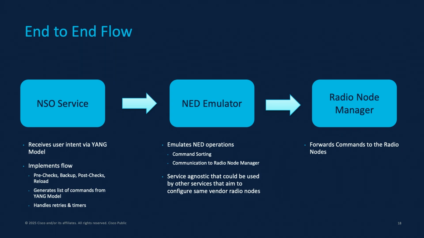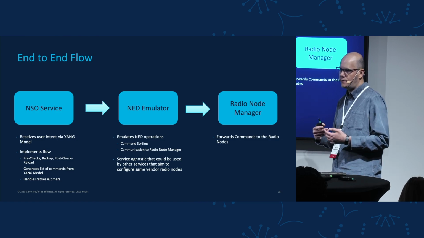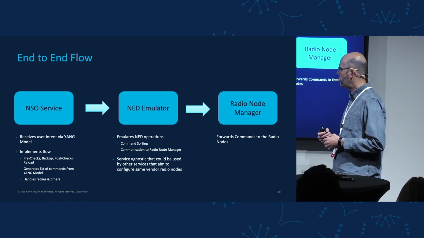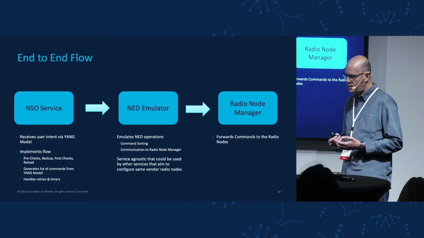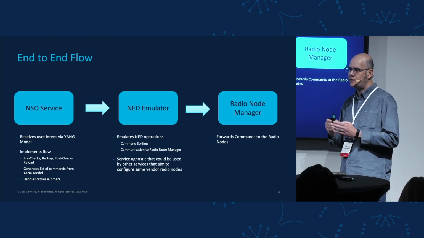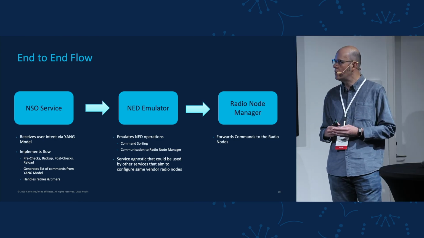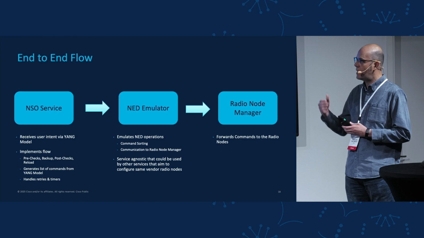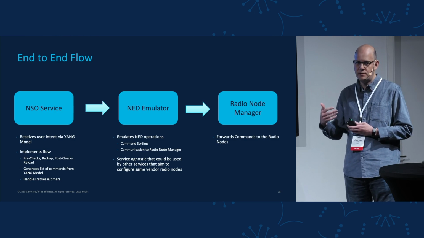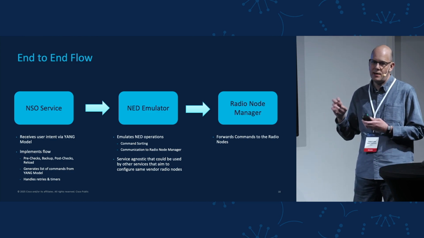For the NSO service, what I want to highlight is that this is the one receiving the user intent, so this is the one that has the service model, let's say, of the configurations we want to do. It is a service package, but actually it is not implemented as a normal service, right? Because it will not end up applying a template and letting the fastmap calculate the diff set. What it will do is calculate internally a list of commands that have to be configured on the radio node manager, and it will pass those commands to the net emulator action, right?